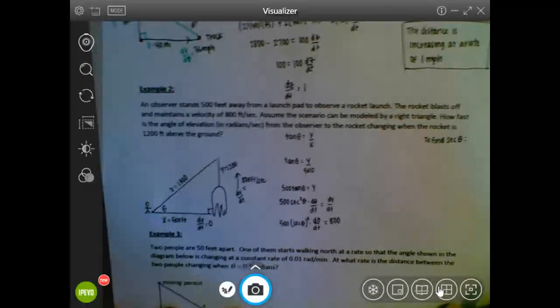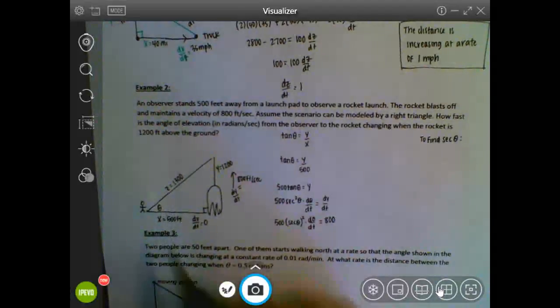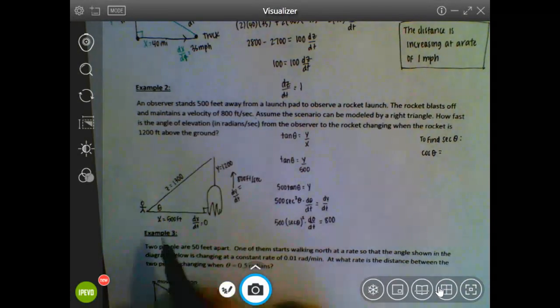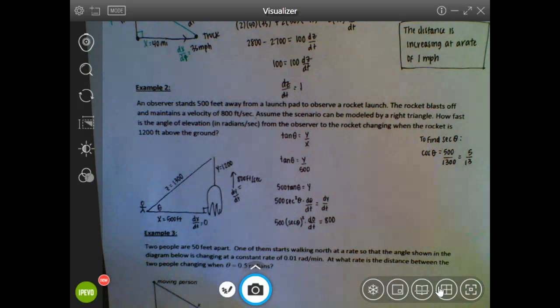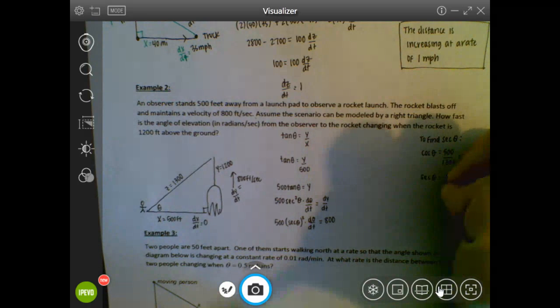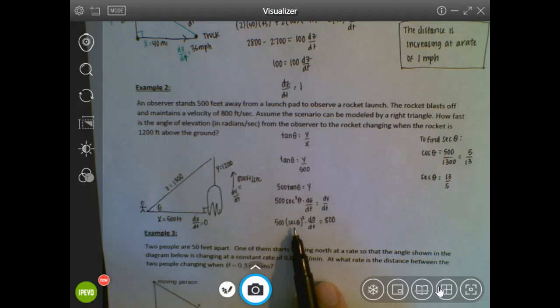So what I can do is go to my triangle and say, okay, I know the cosine of this angle. The cosine of this angle is going to be my adjacent over my hypotenuse, which I can simplify to be 5 over 13. And if I know the cosine, I can find the secant. So I know that my secant of theta is 13 over 5. And guess what? I can go ahead and plug that value in here for secant of theta.